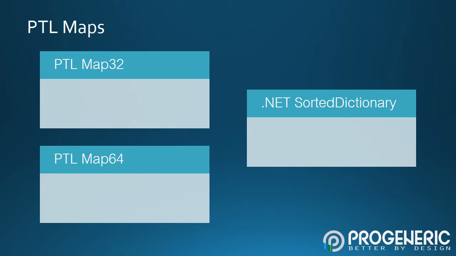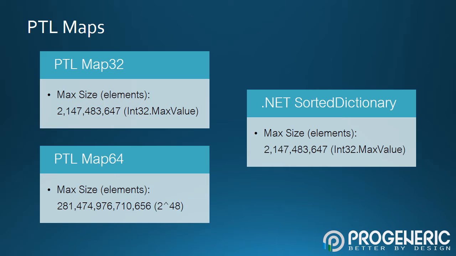It's also important to note that PTL's Map32 and Map64 are not tuned for a 32 or 64-bit operating system. They only differ in their maximum size. We use the .NET SortedDictionary and the PTL Map32 containers in this demo.